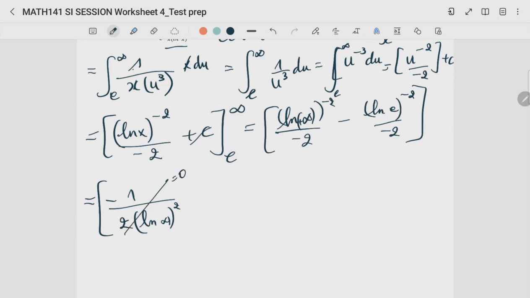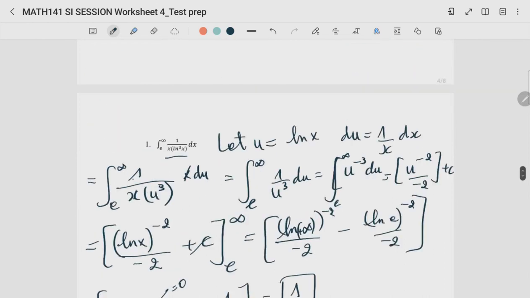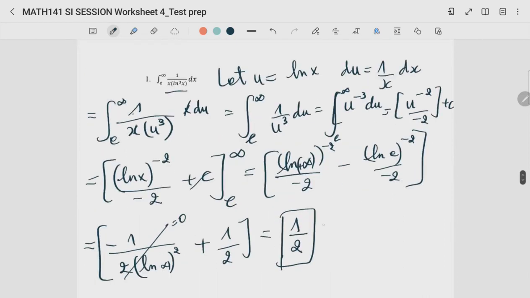Right? 0. Minus, we said ln of e is 1, so 1 to the negative 2 is just 1. So minus 1 divided by minus 2, which would just be minus minus, so that would be plus 1 over 2. So the answer would be 1 over 2, meaning that the integral does converge, and it converges to the value of 1 over 2.